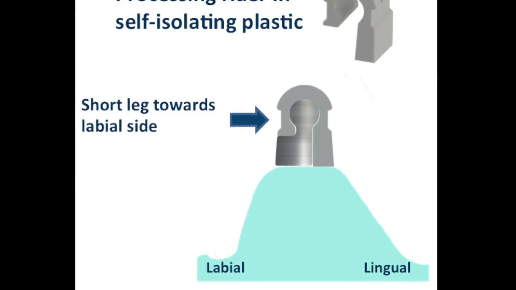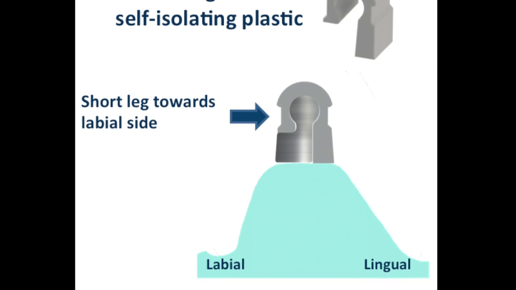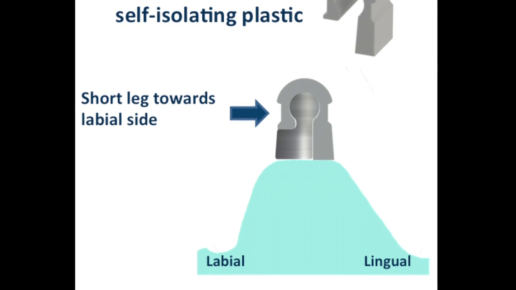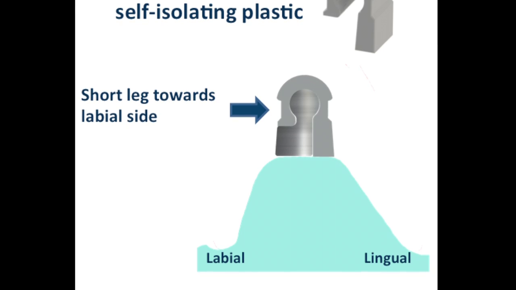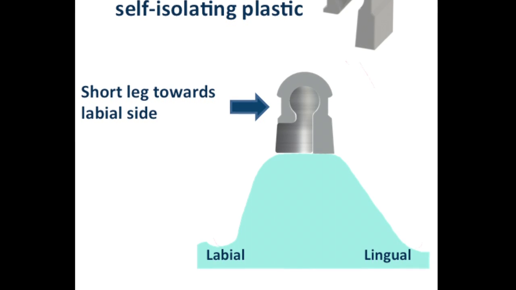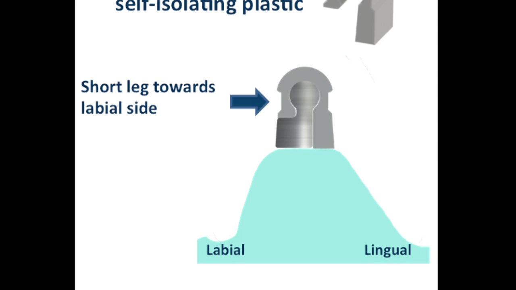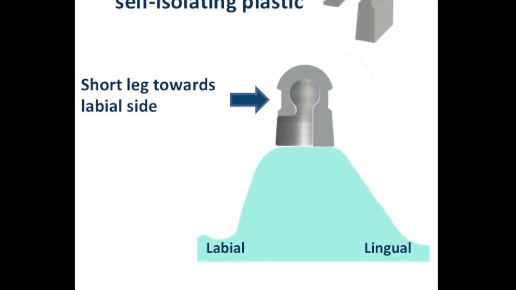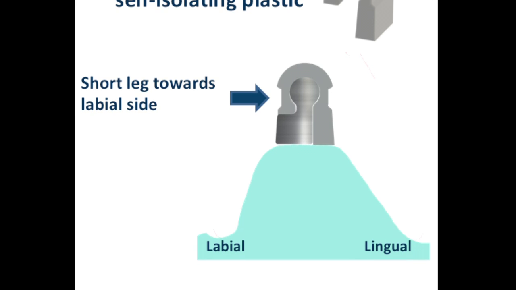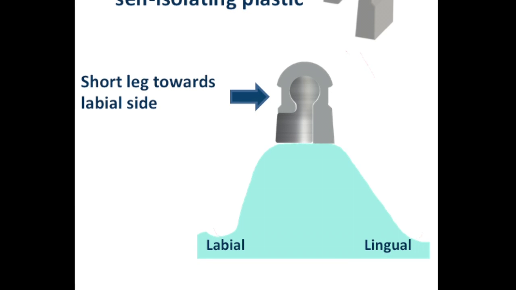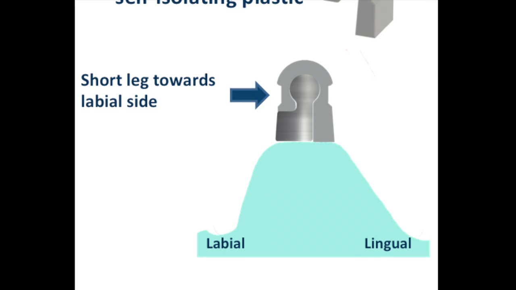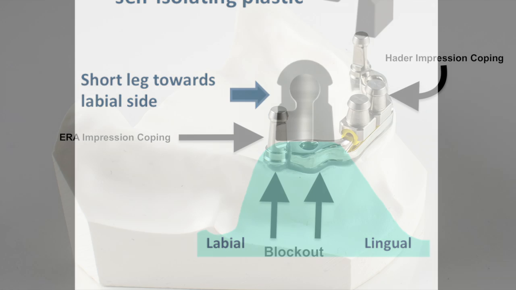Some people might simply make a duplicate impression of this model using a silicone duplicating material and pour it in stone. The processing riders will most likely stay on the bar when you remove the impression. Remove them from the bar and place them back into their proper position in the impression before pouring. However, this is not my favorite method.